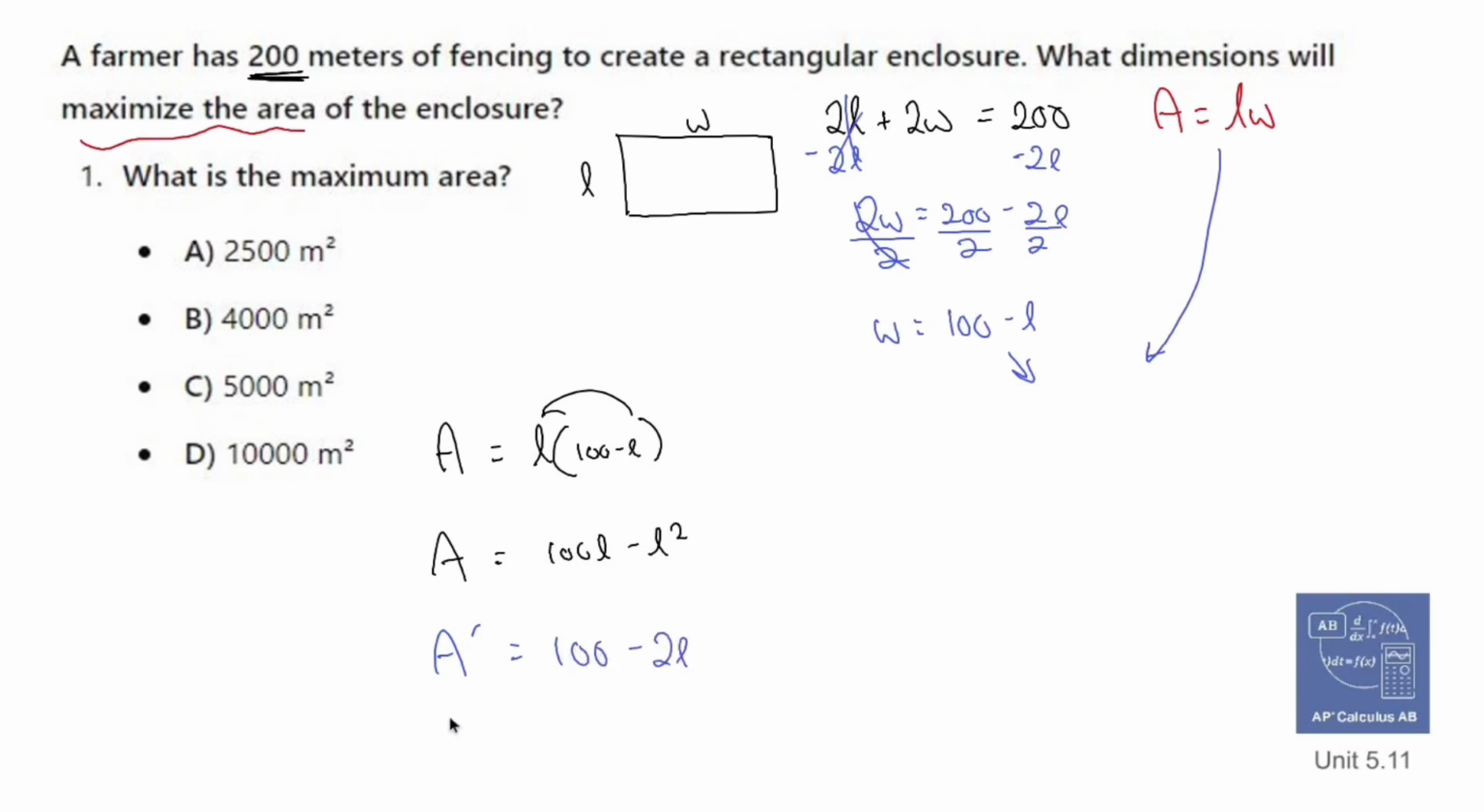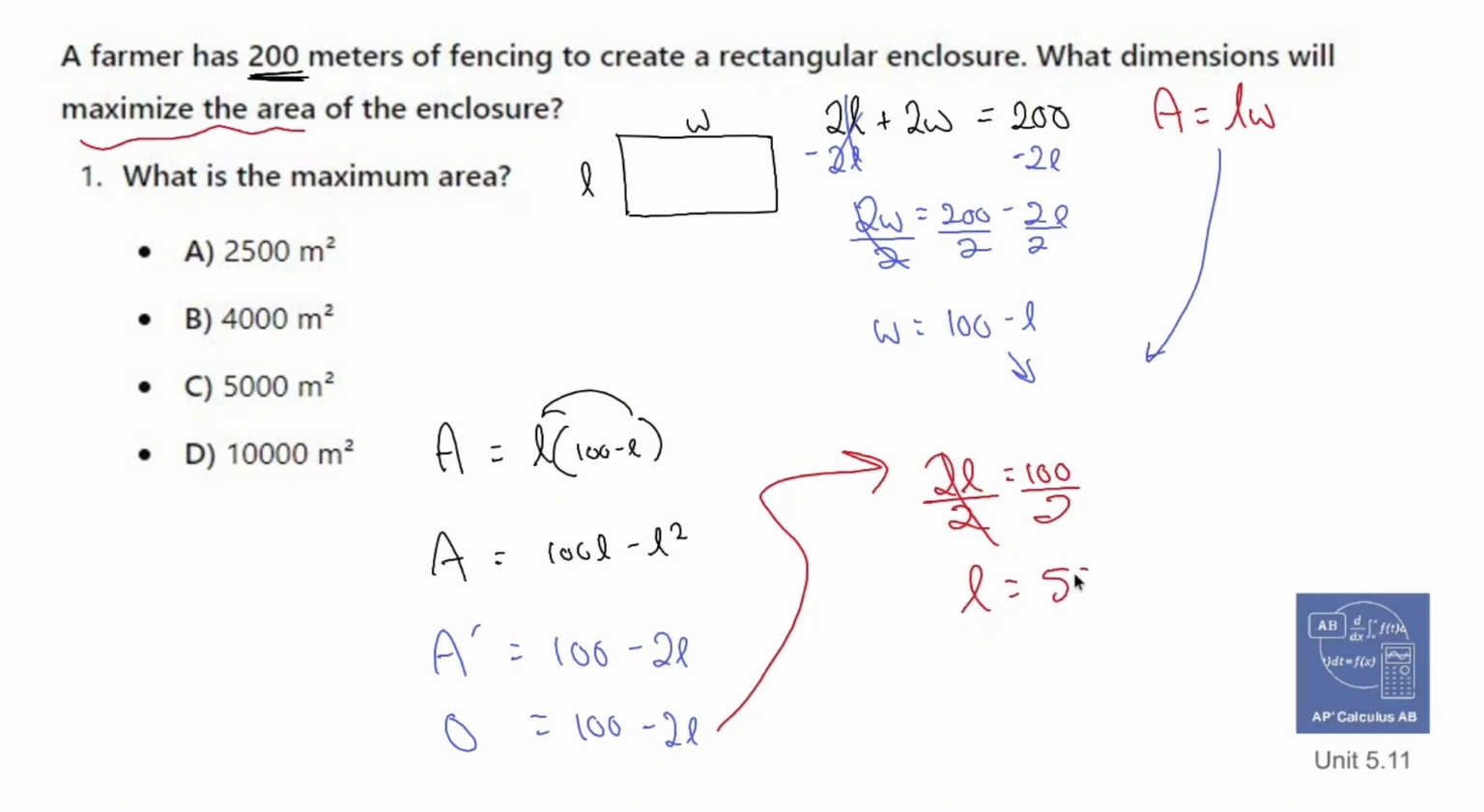In order to find the critical points, you set it equal to 0. So 100 minus 2L equals 0. Let's add 2L to both sides. 2L equals 100. And my one and only critical point is going to happen at 50, which means 50 exists at a maximum or minimum. And in this case, it's going to be a maximum because the numbers make it work that way.